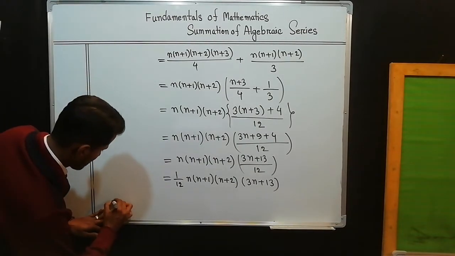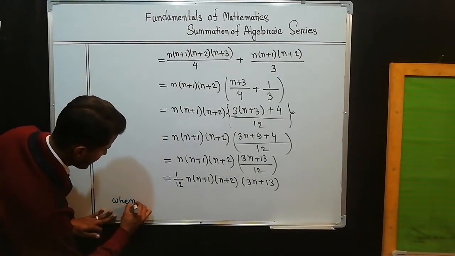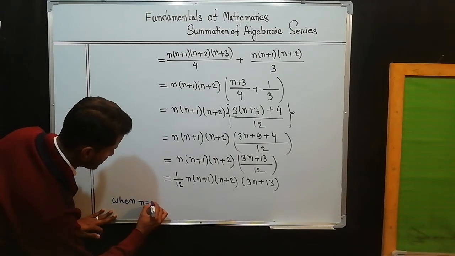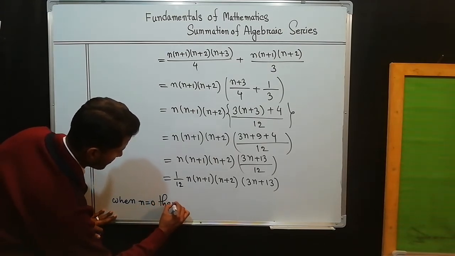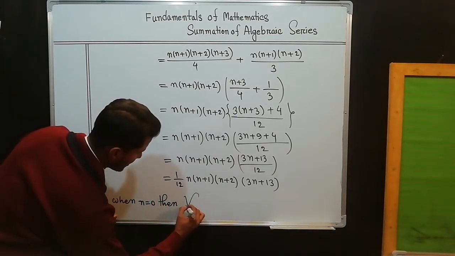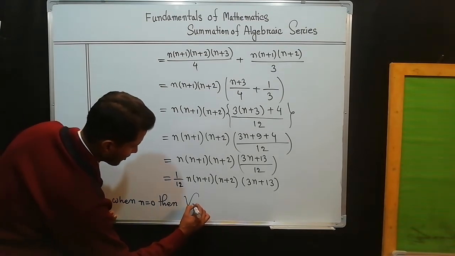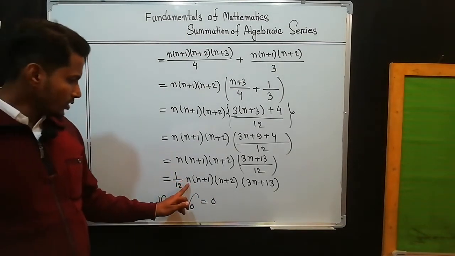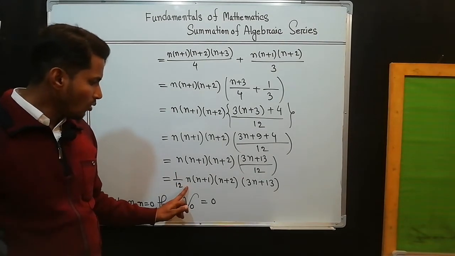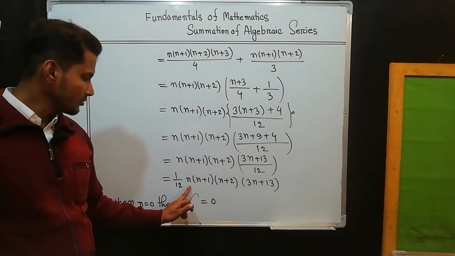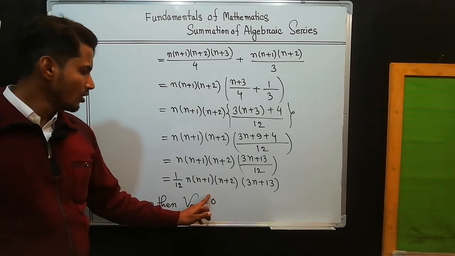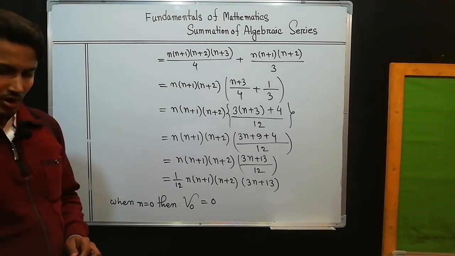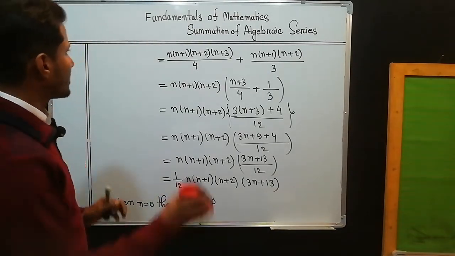When n equals 0, then V0 equals 0, because with n equal to 0 every term is multiplied by 0, so the final value is 0.